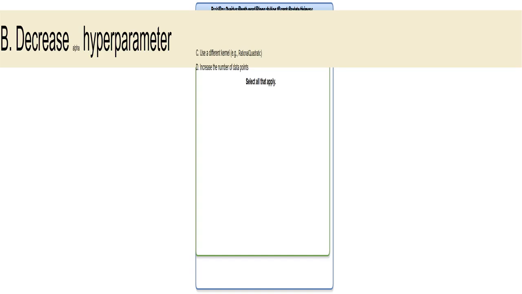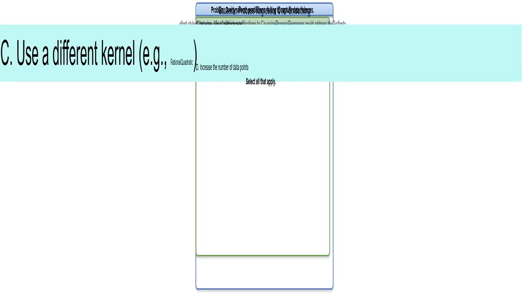Increasing alpha tells the model, hey, there's a lot of noise, smooth things out a lot. This would make the problem worse, not better. So it's incorrect. This proposes lowering the alpha value. By decreasing alpha, I am telling the model, assume less noise, pay more attention to the data's details. This is a good approach because it can reduce oversmoothing. This would work, making it a correct answer.